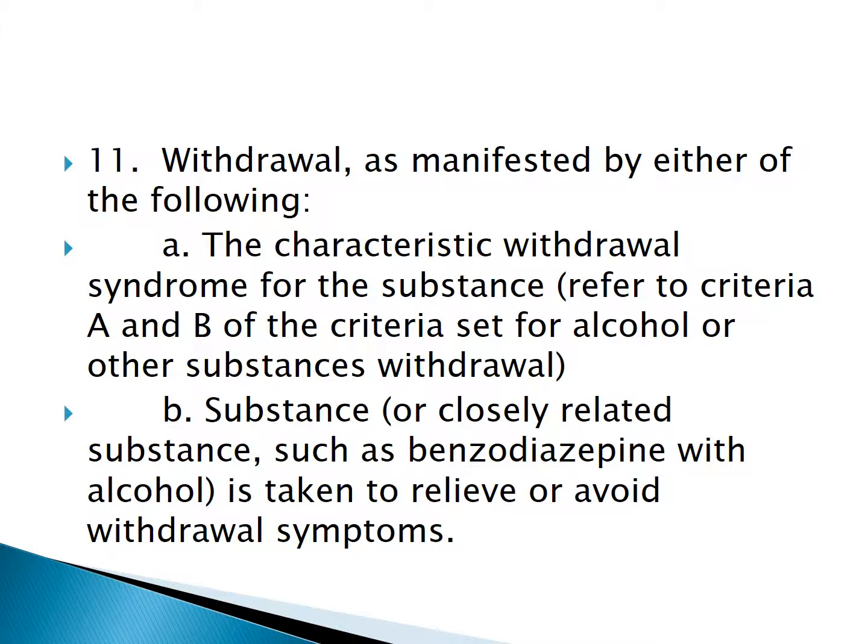Withdrawal would be substance specific, so there are characteristic symptoms of withdrawal from alcohol, for example, that you look for as evidence of alcohol withdrawal. Those differ from withdrawal from amphetamines, and so you have to know the substance that you're looking for in order to accurately identify the symptoms of withdrawal. The other evidence of withdrawal is that a substance is taken in order to prevent the withdrawal symptoms. For example, alcohol is a central nervous system depressant. If I can't get alcohol, I take tranquilizers such as benzodiazepine, Valium, in order to relieve or avoid the withdrawal symptoms.